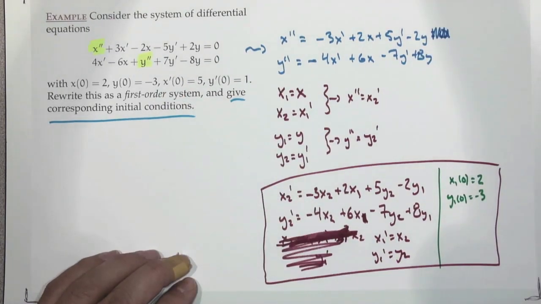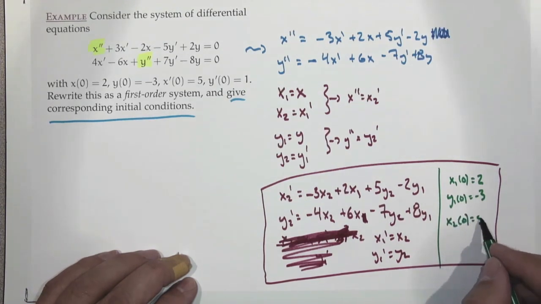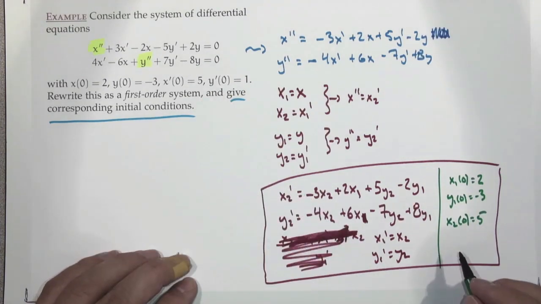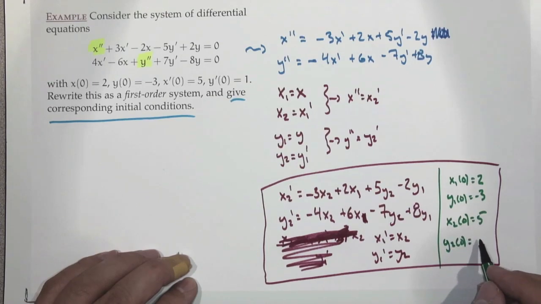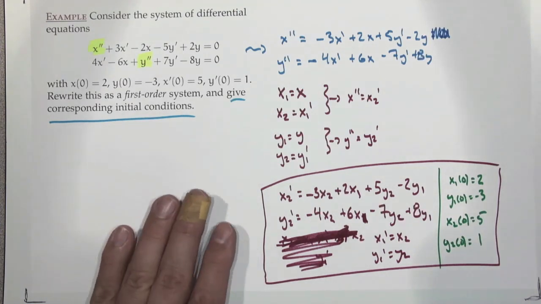x prime of 0 equals 5. What would that become? x2 of 0 equals 5. y prime of 0 equals 1. What does that become? y2 of 0 equals 1. So now we have a system which involves 4 equations, but nothing more than a first order derivative. And actually, these are kind of nice functions. They're linear. That would be cool if we had a way to systematically do it. It's coming.